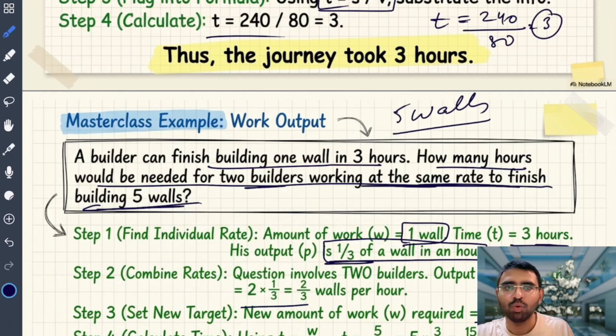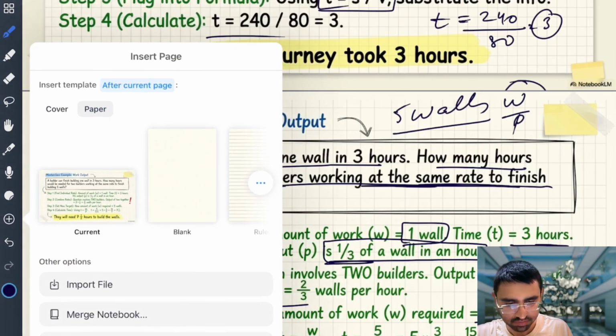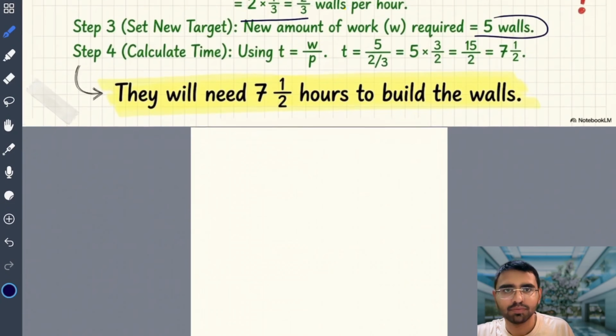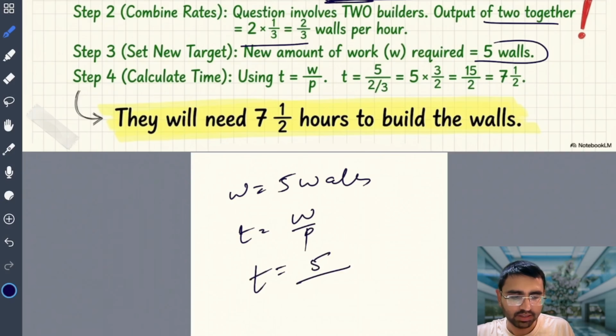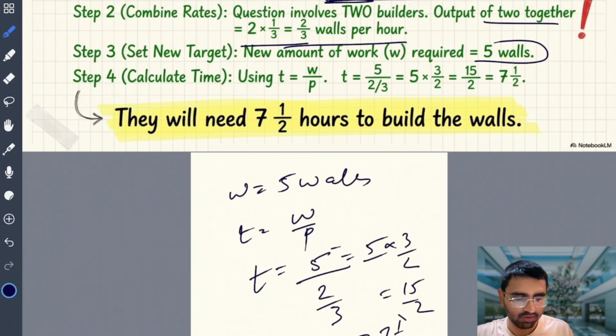So we have to calculate the time. Time is work upon output. So work is 5 walls, so time is equal to W by P. Time is work 5 and output is 2/3. We calculated 2/3 walls per hour for the two builders. So it will be 5 into 3/2, which is 15/2. So it gives 7.5. So they will need 7.5 hours to build the 5 walls.